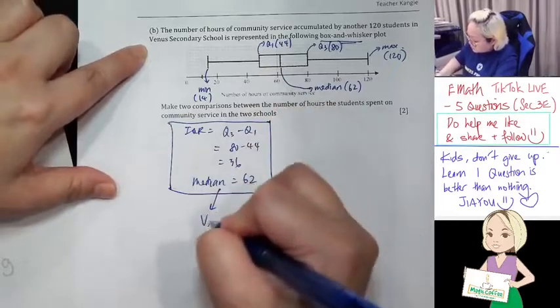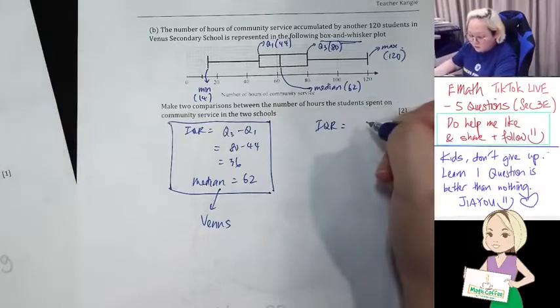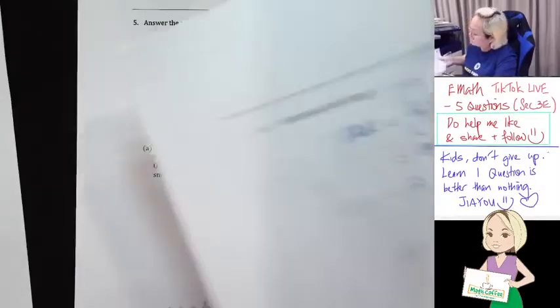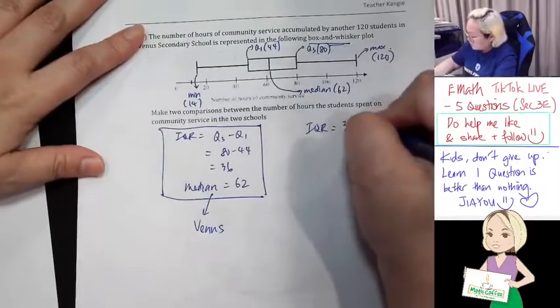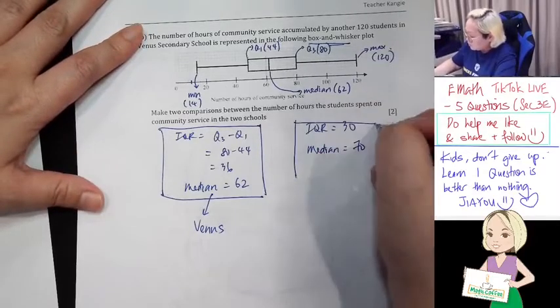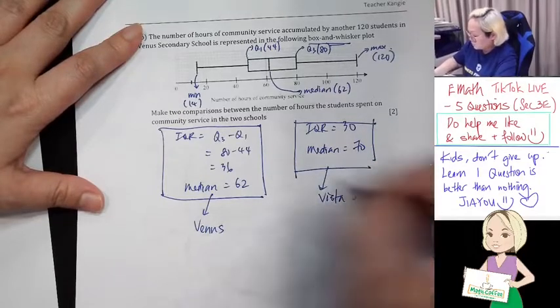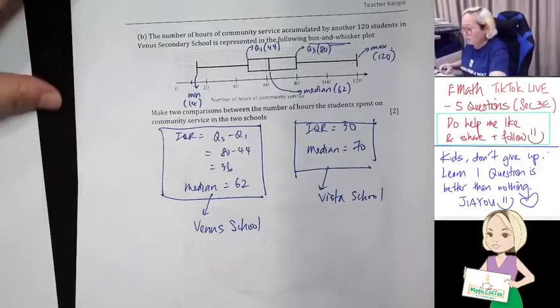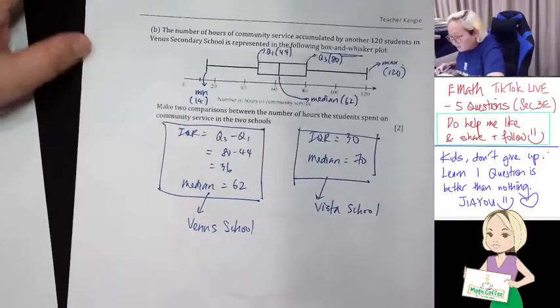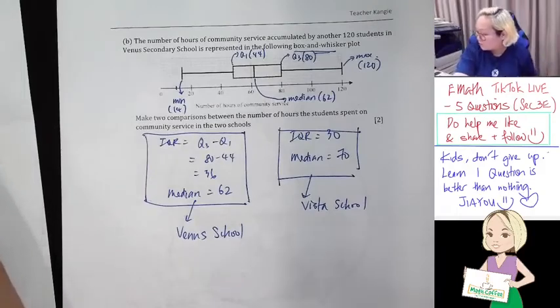This is Venus. So just now the other school, our IQR was 30. The median was 70. This one is the Vista School. So based on this information, they want us to state the comparison between the hours the students spend on community service in the two schools.